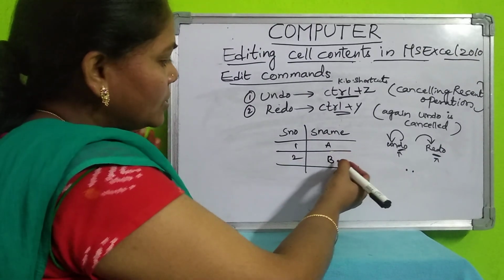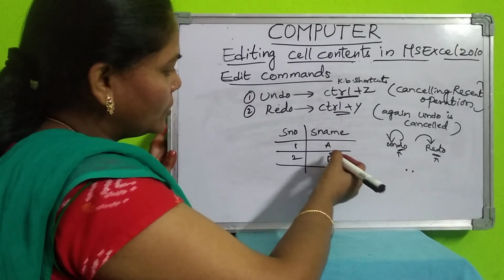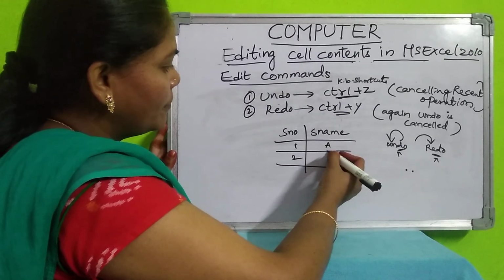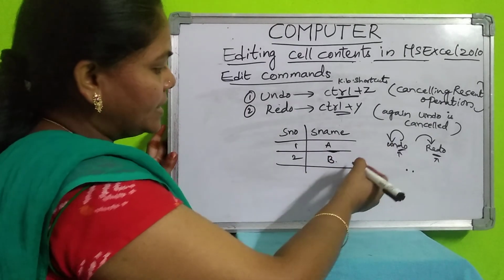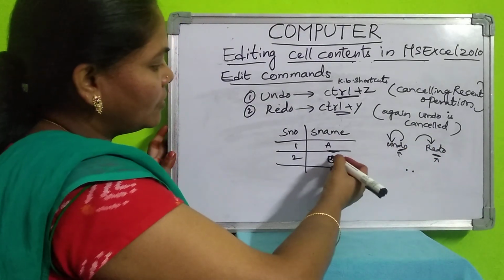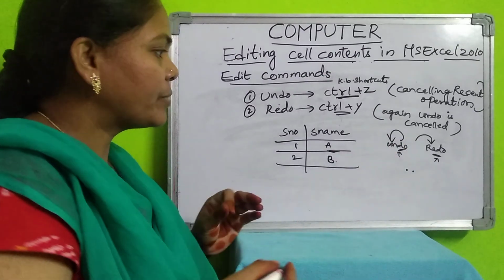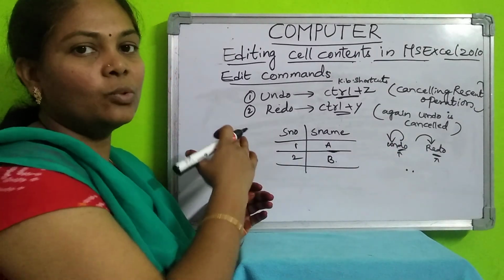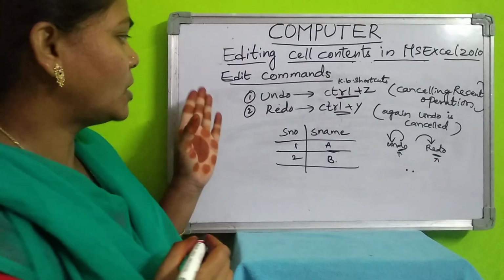That means undo cancels whatever the recent operation we did, whether it is writing or any change in the content, and redo displays again whatever undo cancelled. That is the undo and redo operation. So these 2 are the edit commands, undo and redo.